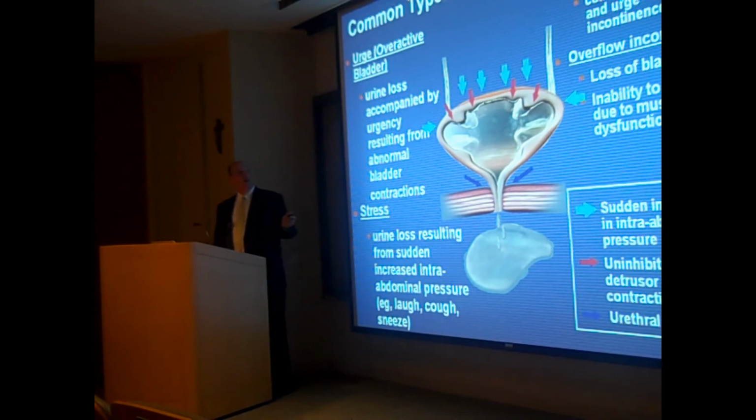These two can frequently occur together. We call that mixed urinary incontinence. And there's another type of incontinence called overflow incontinence. Overflow incontinence refers to basically a complete shutdown of the bladder muscle.